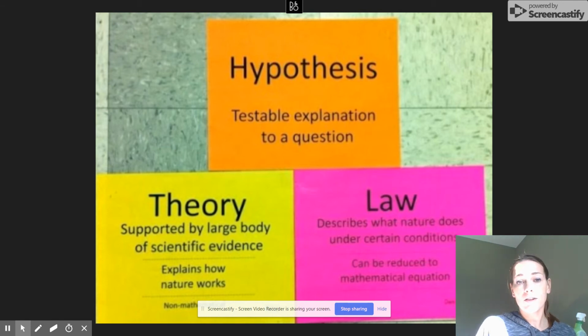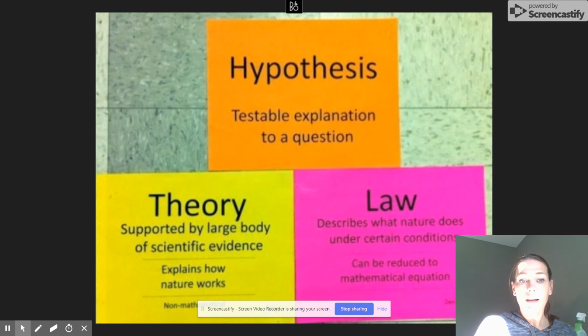This week, however, we're going to start off learning about hypotheses, theories, and laws. So I really want you to be prepared to learn about the difference and how they are related and how they are different. A hypothesis, which I'm sure you've heard of, is just a testable explanation to a question. So anyone can have many hypotheses throughout the day. Why is my car not starting? Maybe the battery's dead. That's a hypothesis.